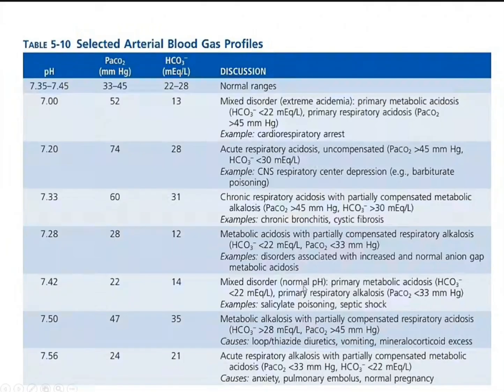So salicylate poisoning, septic shock, all these things. There is a component of metabolic acidosis as well as respiratory alkalosis. Due to respiratory alkalosis, there is a washout of the carbon dioxide that has happened. So similarly, these examples are there.